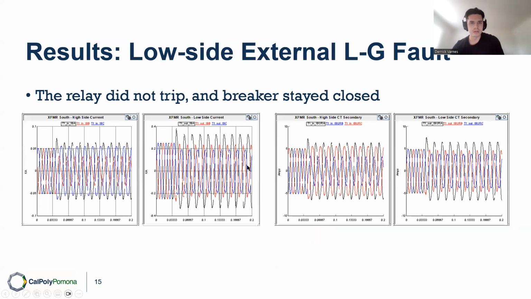And then we'll apply the fault. So if we look at the secondary CT current measurements here, you see where that current spikes is where the fault occurs. And the fact that that fault is still present tells us that breaker did not operate, that the 87 element did not operate, and we did not receive a trip, which is what we want. We don't want the 87 to be picking up on external faults.